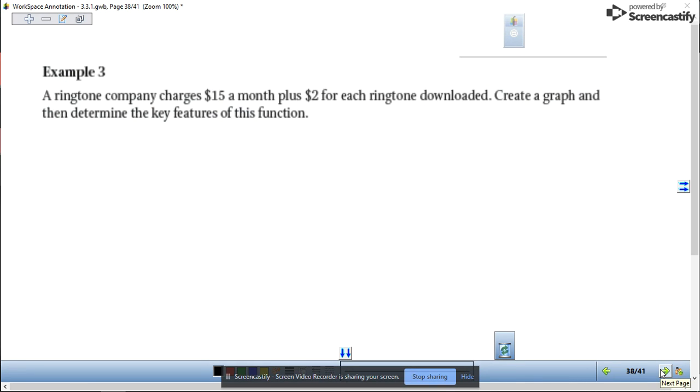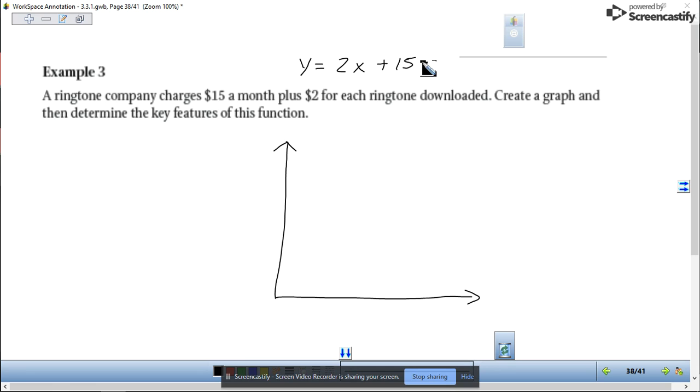Now, example 3. A ringtone company charges $15 a month plus $2 for each ringtone download. Create a graph and then determine the key features. So, very quickly here, I'm going to keep it in the first quadrant because I already know it can't be negative. All right, so we've got y equals $2 per ringtone plus $15 for your monthly fee. So the y-axis is going to be cost, and the x-axis is going to be the number of ringtones you download.